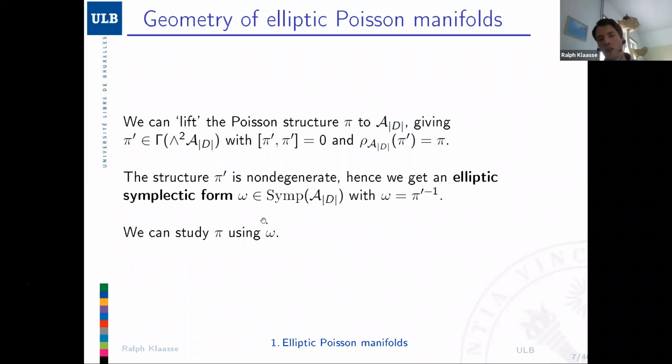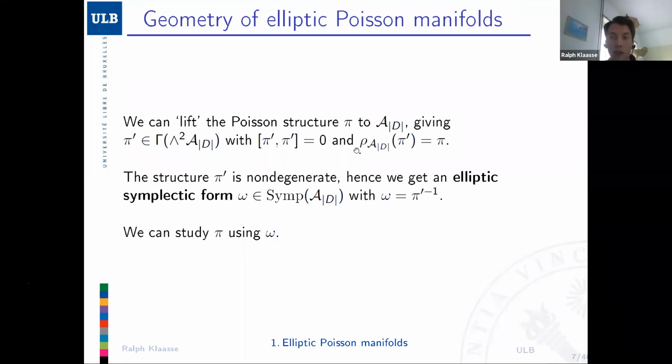What you can then do is, using this Lie algebroid, define something called a lift. So basically, you write down the definition of a Poisson structure, but now using Lie algebroid objects. That's what I've written here. And then as it turns out, you can lift pi to this guy. So you find another one, pi prime, which is now in the elliptic tangent bundle, and it projects down to pi using the anchor map.